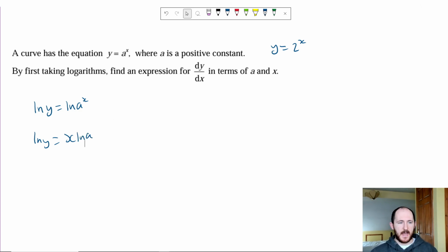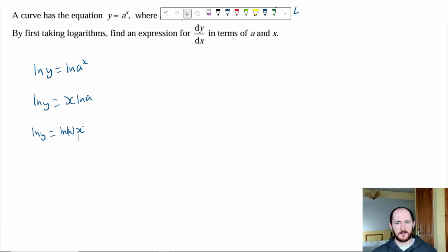And now we can actually do the implicit differentiation. ln a is just a constant, so we're going to treat it as if it was the number 3 in front of x. In fact, I'm going to rewrite this to make it super clear as ln a times x. So we can treat that exactly like we would treat a number 3, a 4, a 5, whatever, because it's just a constant, because it says here a is a positive constant.